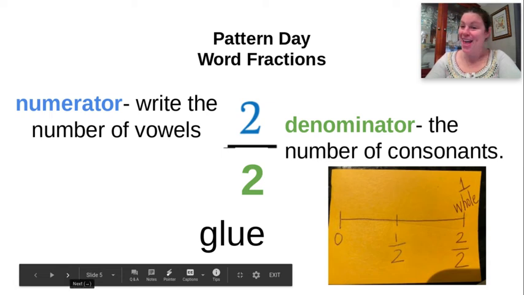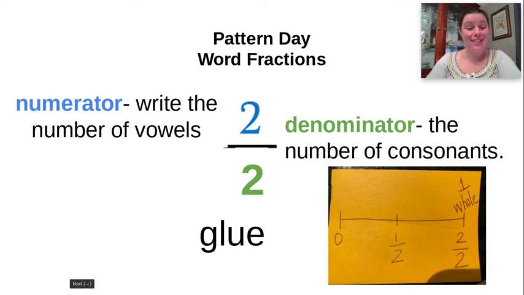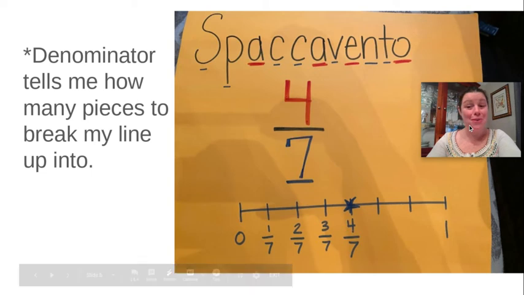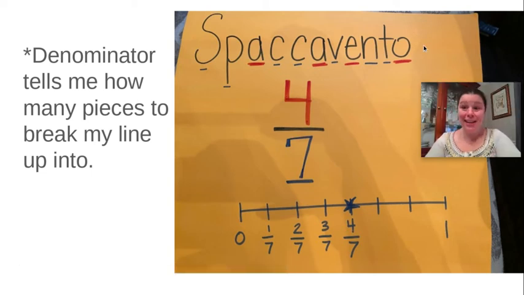Okay, so let's keep practicing. I have on the next slide another word that's not in the sort. It's actually my last name, Spacavento. I'm sorry for those of you that don't know me, but this is my last name. It's long, but I thought it would be a great way to show you with several letters, numerators as vowels, denominators as consonants, and I underlined it A, E, and O, and those are 4 vowels. And then the consonants, let's double check me. 1, 2, 3, 4, 5, 6, 7. Phew, 7. So my fraction for my last name would be 7. Nope, it would be 4/7.